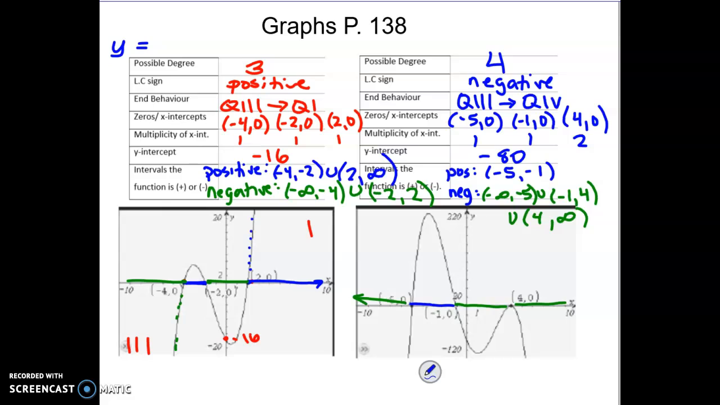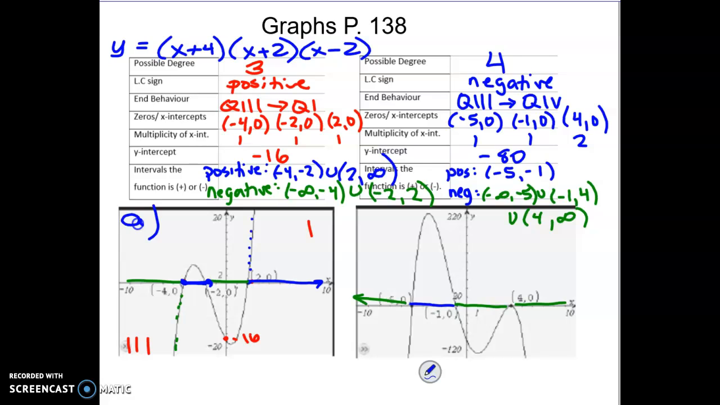So back to the first graph here, back to part A. We can make the equation with the x-intercepts. But remember, the x-intercepts have the opposite sign of their factor. So if I turn the x-intercept of -4 into a factor, that would be x plus 4. The x-intercept at -2 would be x plus 2. And the x-intercept of +2 would be x minus 2. So we'd have those three factors.